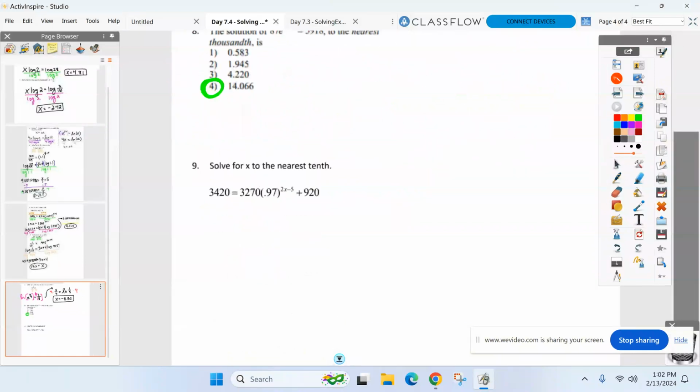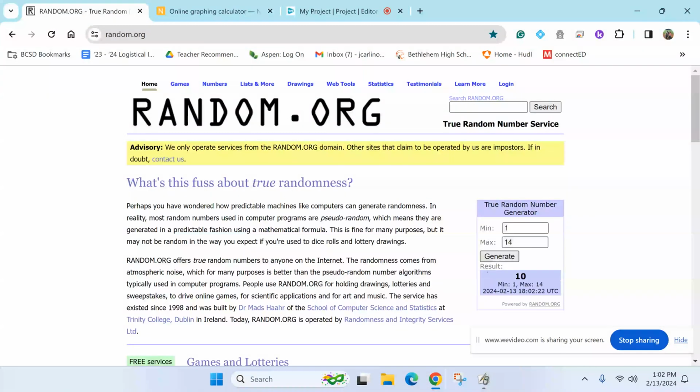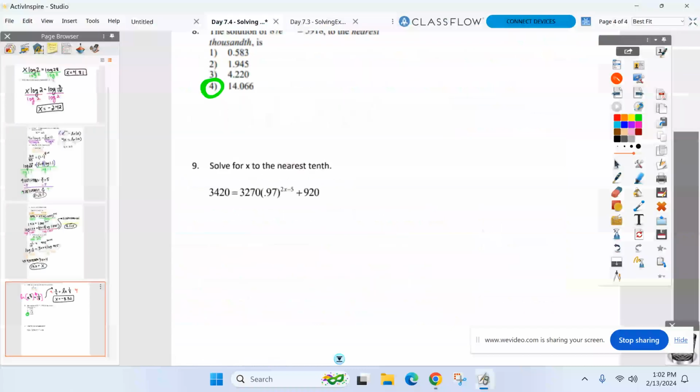Number 9, first move. Let's finish this off on a good note, everybody. Kate, first move. Subtract 9. Darn right.